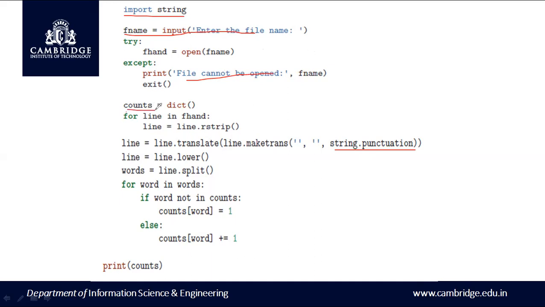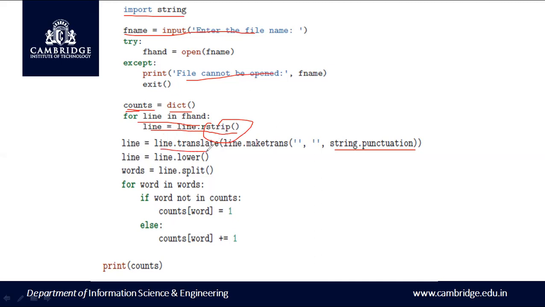So an empty dictionary is created initially, that is counts dict. So here you can see using the built-in function dict, we are going to create a new dictionary that is empty. For line in f hand, so each and every line will be traversed. So line.rstrip. So what does rstrip do? It strips off the white space at the end of the sentence.